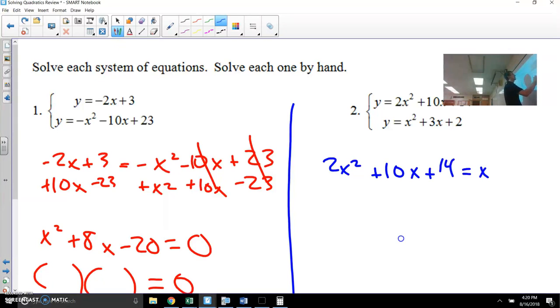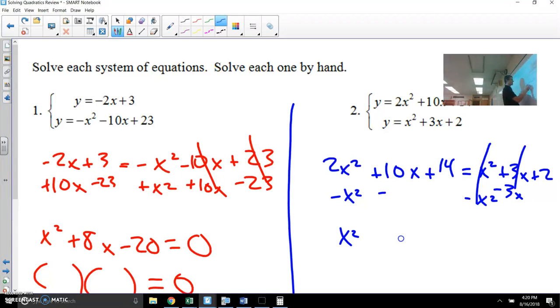Setting these equal right now. Once I have them equal, I'm going to try to get them all on one side. And I'm trying to get my quadratic part to be a positive. So I didn't subtract 2. I'm subtracting the 1x squared intentionally there. Let's subtract 3x. That makes positive 7. Let's subtract 2 to make 12.